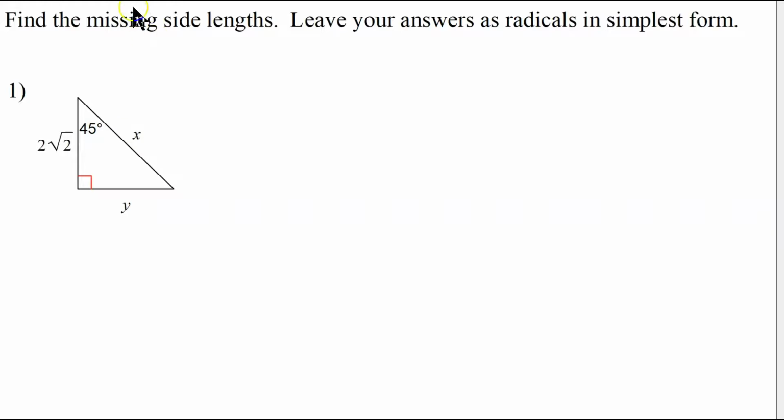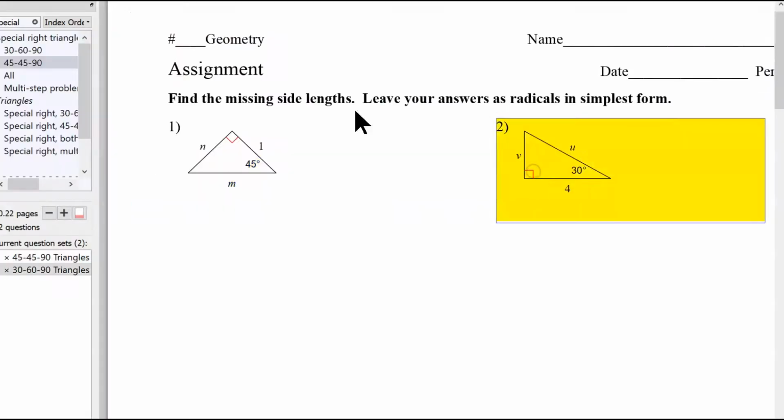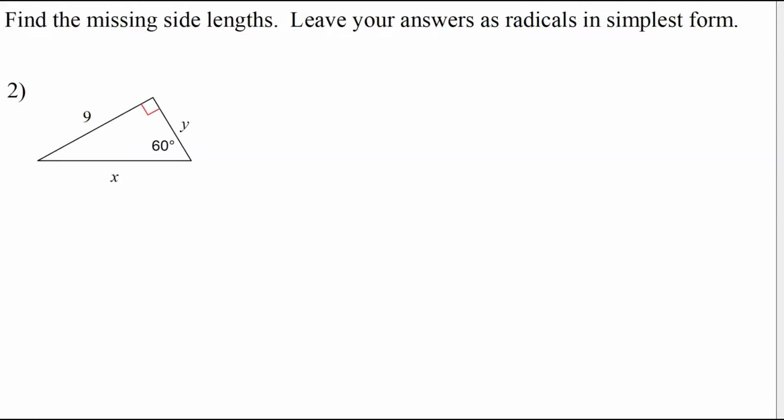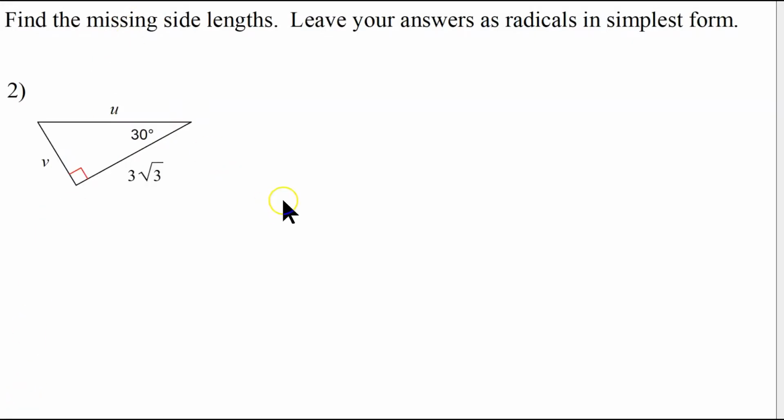Or they might give you a 30-60-90. If this is 4, this is the longest side. This one's a bit hard. If they give you the longest side, you're going to have to multiply. You're going to have to actually do some work. So let's move on, because that is actually level 3. Again, level 3. Oh, there you go. This is a level 2.